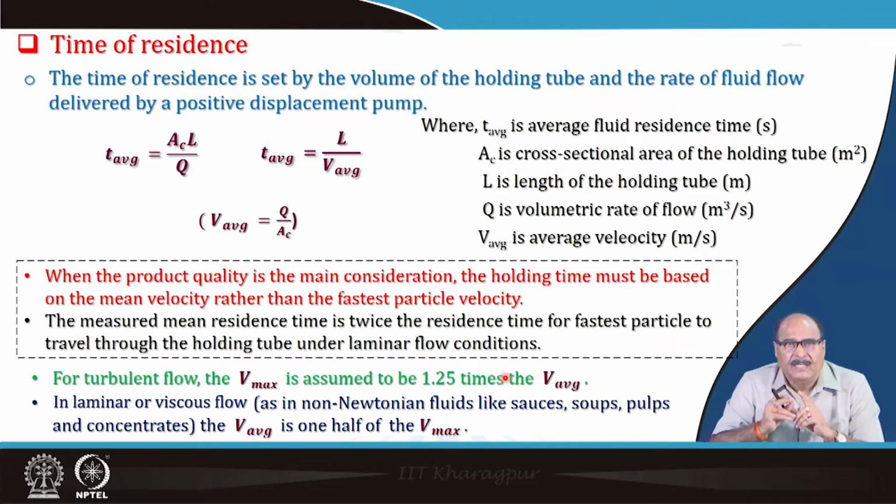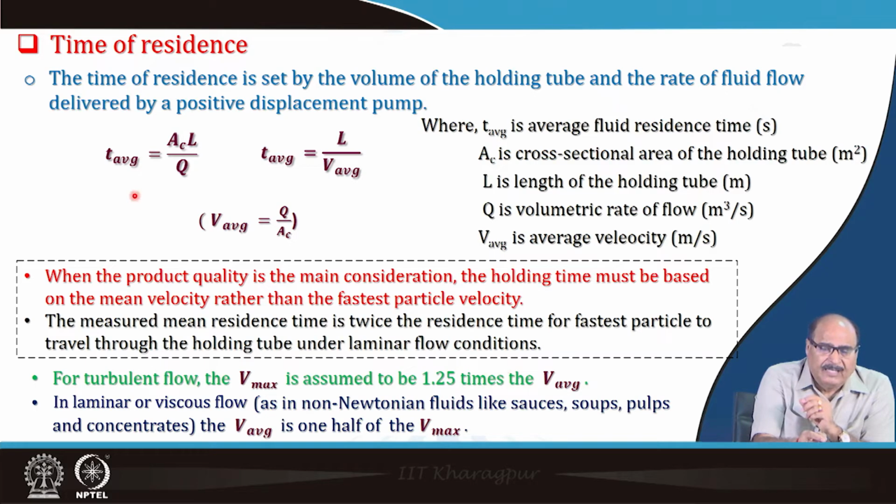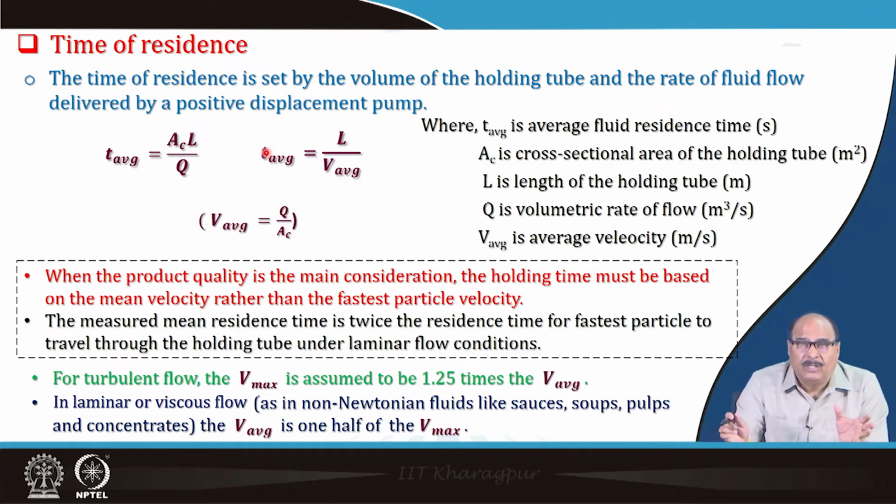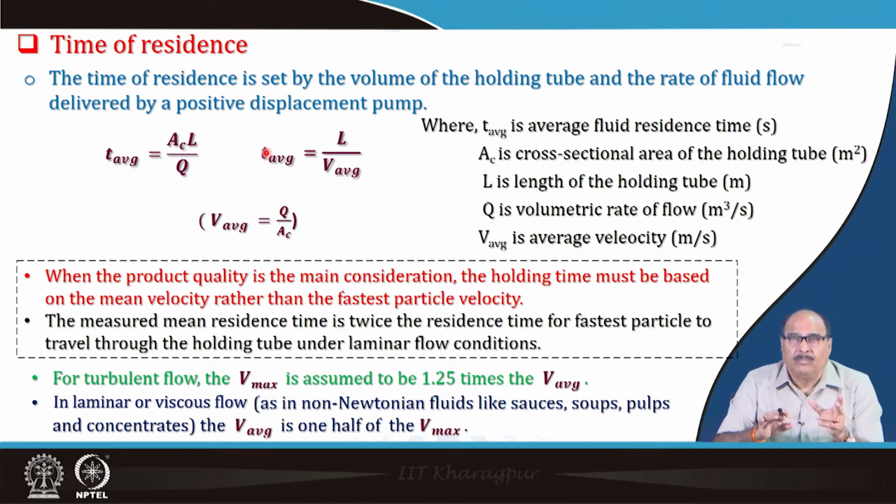Time of residence is set by the volume of the holding tube and the rate of fluid flow delivered by a positive displacement pump, and various equations can be used: T average is equal to A_c L by Q, or T average is equal to L by V average, or V average is equal to Q by A_c. These formulations can be used, where T average is the average fluid residence time, A_c is the cross sectional area of the holding tube, L is the length of the holding tube, Q is the volumetric rate of flow, and V average is the average velocity.